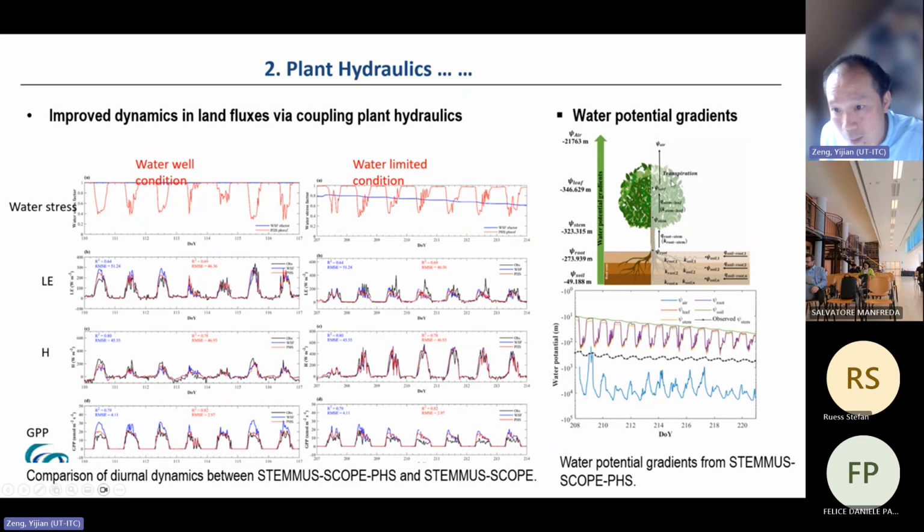So meaning at the leaf, stem and the root, they are much drier than in the soil, which enables the root to extract water from the soil. So this is during daytime. This is understandable, right? During daytime, you have very strong root water uptake, supplying water for the transpiration.